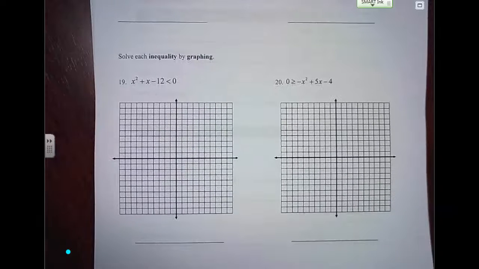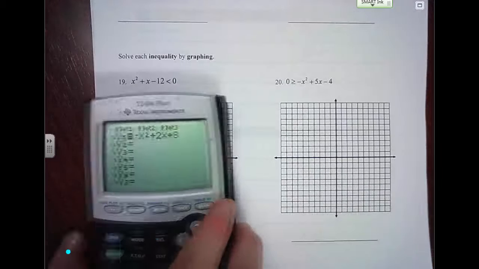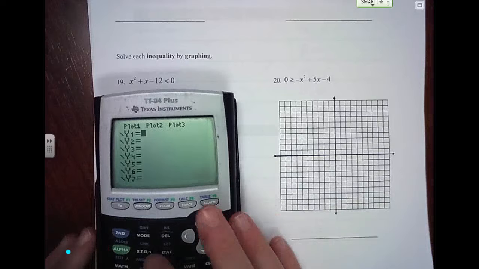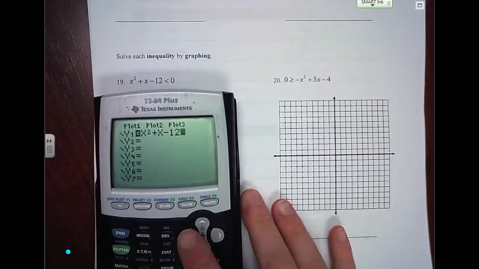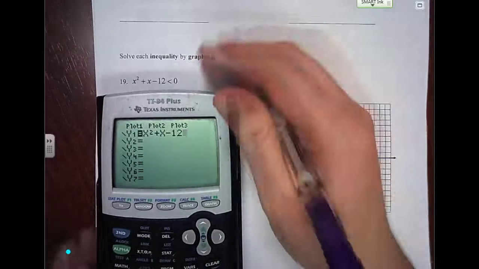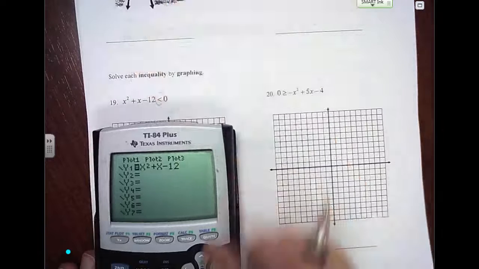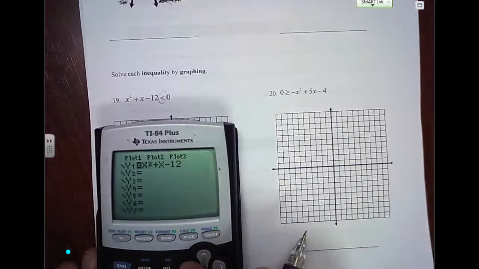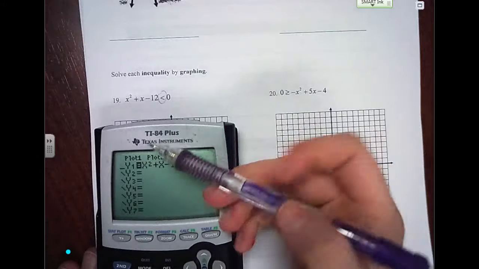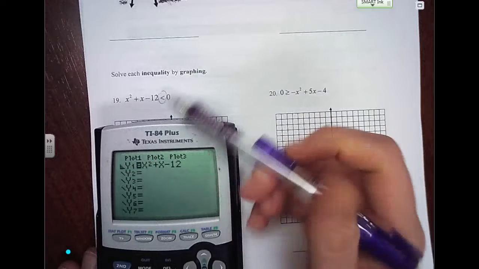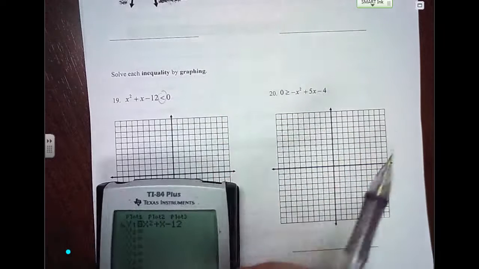Okay, then the last two, solve each inequality by graphing. So we're going to graph that in our calculator. So x squared plus x minus 12. So here we've got our less than sign. So remember, you can go all the way to the left, press enter, enter, that's our greater than sign, and there's our less than sign. So I remember it looks like a less than because it makes an L. So then I'm going to graph that.